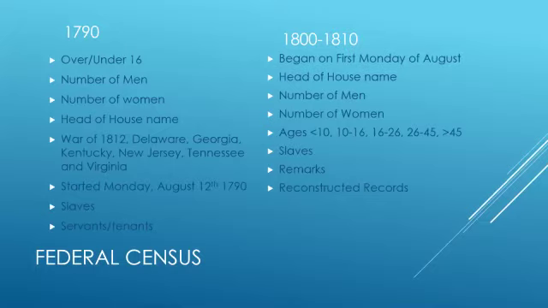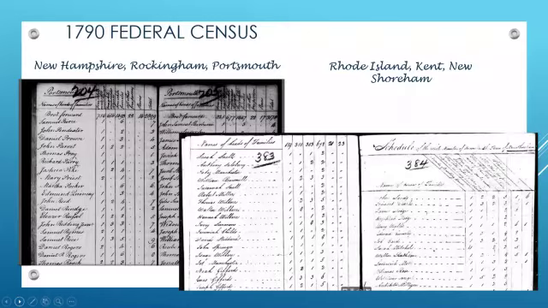In the 1810 census, they began a little earlier in the year, on the first day of August, and it also recorded similar information, but it broke down the ages into smaller brackets. And it allowed enumerators or census takers or the U.S. Marshals to make remarks. And then some of these records have been reconstructed, and I'll talk more about what a reconstructed record is. It's really exciting stuff, and maybe one day I'll get that job.